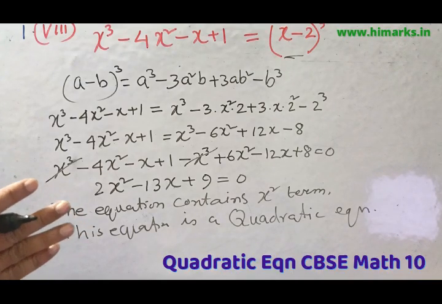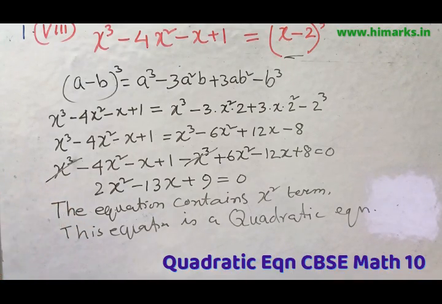everything to the left side, then again you do the simplification, see the final term contains x square term or not. If x square term is not there, that means that is not a quadratic equation. Even that x cube or x4 could be there, but that is not a quadratic equation because that is a higher power. So again, if the x cube is there, that is also not quadratic equation, that is a cubic equation.